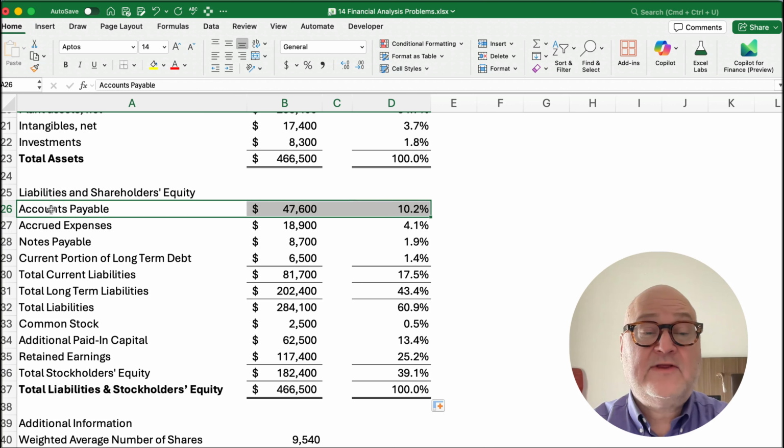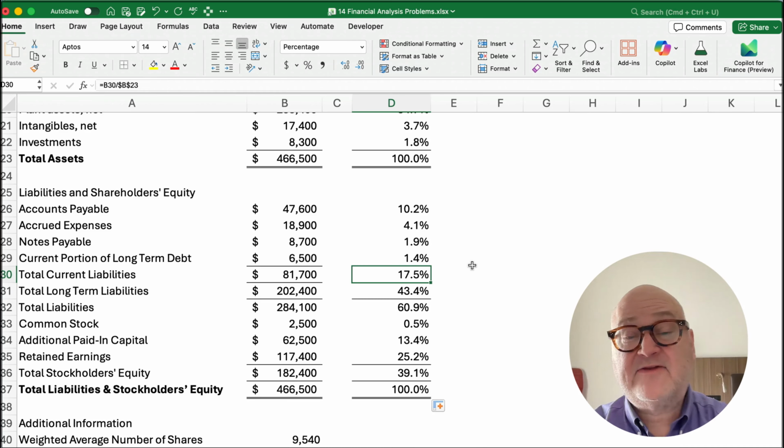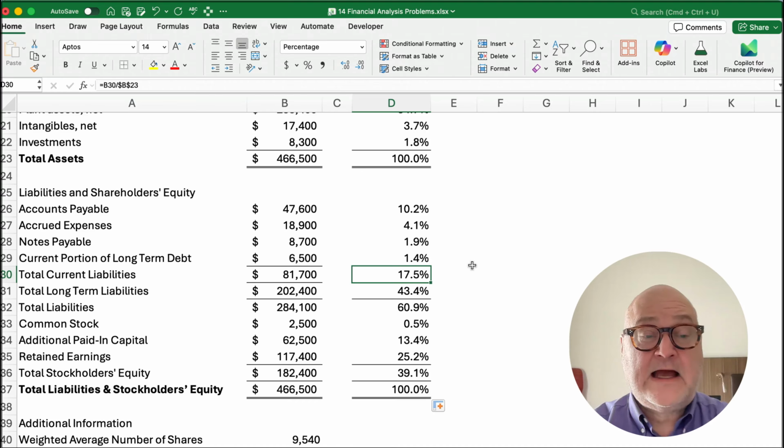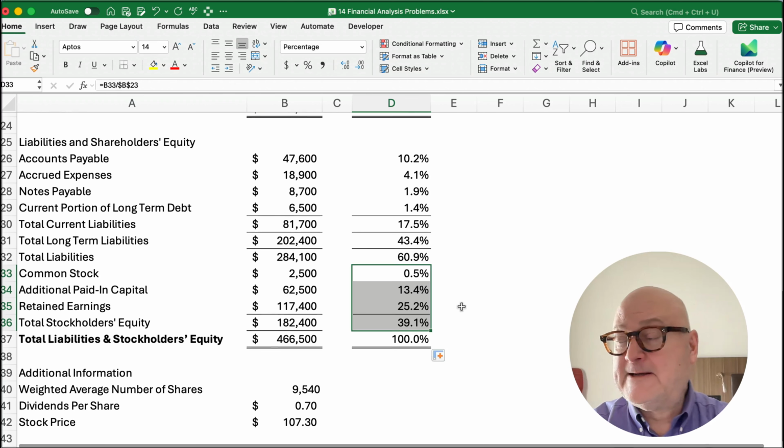The way we can look at this is, current liabilities finance about 17.5% of our assets. Our long-term liabilities finance about 43% of our assets. So our total liabilities, every asset is financed by about 60%, 61% of liabilities. The remaining 39% of our assets are financed by common stock and retained earnings. So you can see how we are financing our assets by looking at common size financial statements.